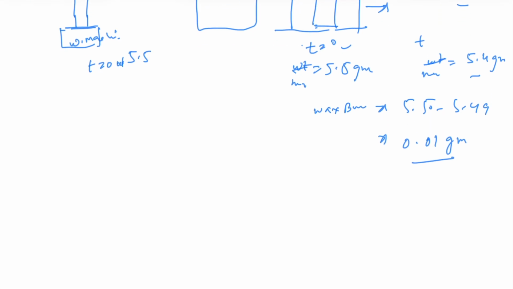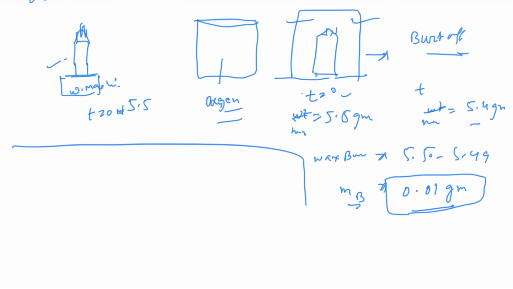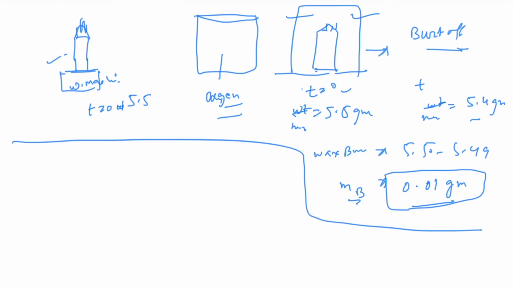Now what we will find is that here is oxygen, and to burn the wax we need oxygen, right? And if it has burnt off, automatically that means the oxygen it required has depleted. So we need to find out how much oxygen it took to burn this mass. Okay. Now in this experiment the physical chemistry and the organic chemistry will all be used.